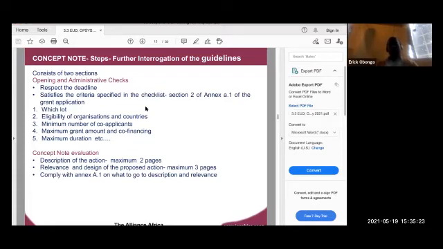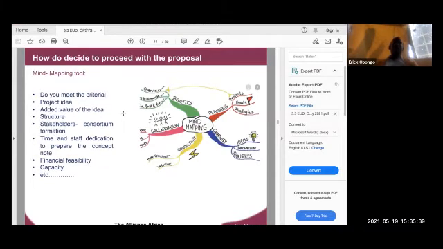So participants and the applicants are encouraged to make sure that these finer details are adhered to. Without adhering to them, it means that automatically your concept note will be disqualified. How to decide to proceed with a proposal?